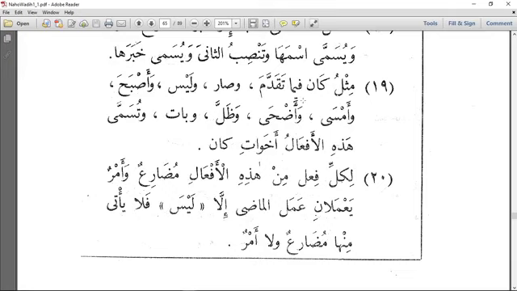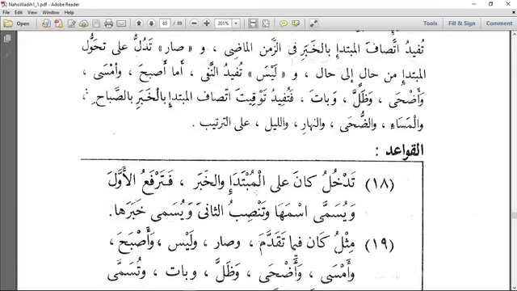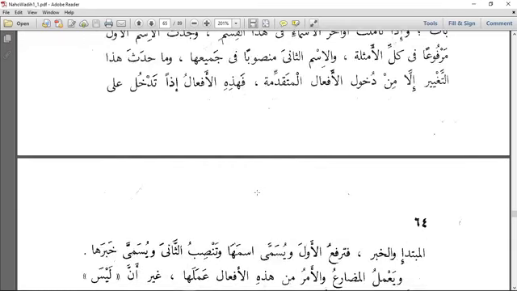So kana has mudari and amru. Saro, asbaha, amsa, adha, dhulla, and bata, they all have mudari and fi'lu amrin. But Laisa does not have fi'lu mudari, does not have fi'lu amr. So it is just fi'lu madi Laisa, just that. It does not come in mudari and it does not come in amru.